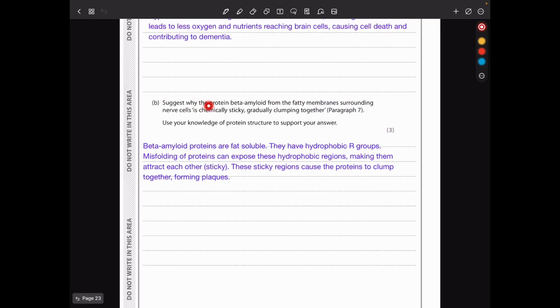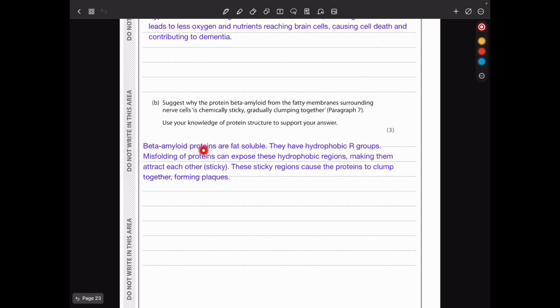Then part B suggests why the protein beta amyloid, from the fatty membrane surrounding nerve cells, is chemically sticky, gradually clumping together. Use your knowledge of protein structure to support your answer. Proteins have hydrophilic and hydrophobic R groups, but in this case, due to problems in folding of the proteins, the hydrophobic R groups are folded on the outside, creating clumps that form plaque.